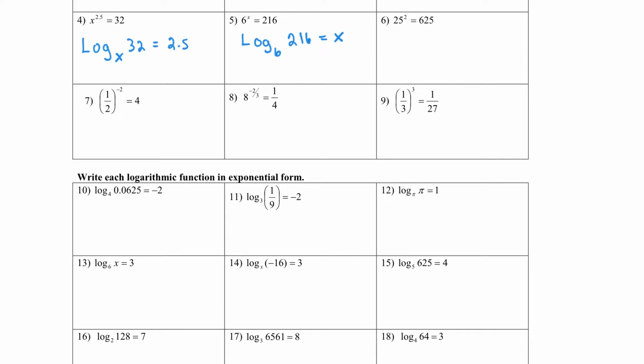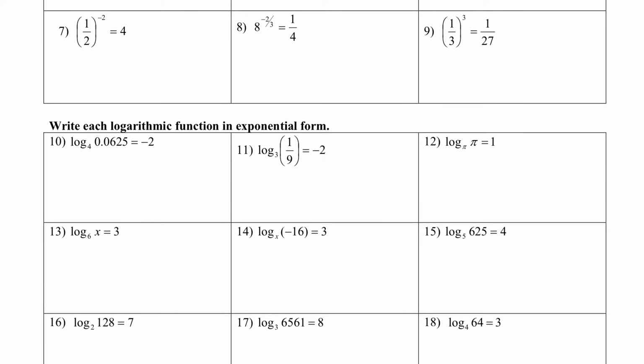And then number 6, we have log. The base is 25. The answer is 625. So the exponent is 2. Number 7, we have 1/2 raised to the -2 power is equal to 4. So you're going to write a log. The base is 1/2. The answer is 4. And it's raised to the -2 power. That's going to be the exponent.